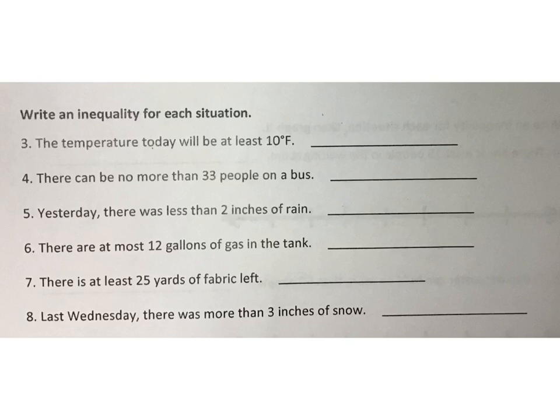So hopefully you've done these ones on your own. Let's check it. The temperature will be at least 10 degrees. I always start with my variable on the left and my number on the right because I know that's going to be true. Stick your variable on the left, number on the right, okay? So at least means x is going to be greater than or equal to because it could be 10, could be 11, could be 12, could be 15, but can't be 9, can't be 8, okay?